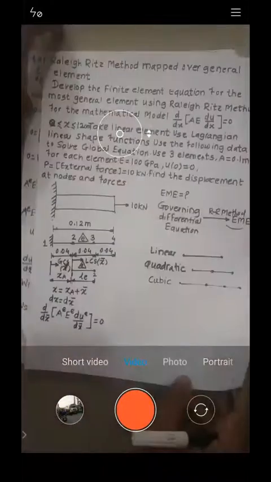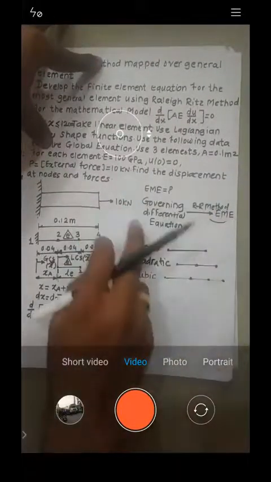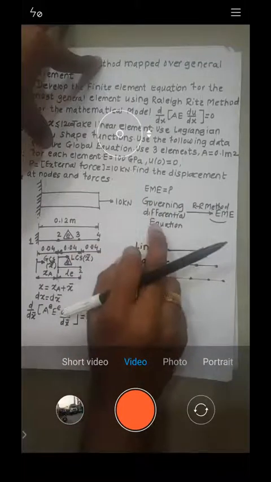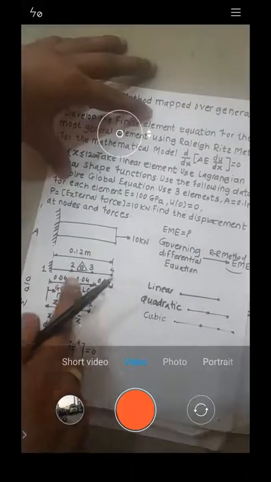Many of you have asked me the question, sir, from where these equations have been derived. So these equations have been derived by applying the Rayleigh-Ritz method for a solution of the governing differential equation. So when you solve the governing differential equation by the Rayleigh-Ritz method, you will get EME. Now you have this EME. Can you apply this EME to every element? You calculate the stiffness matrix.